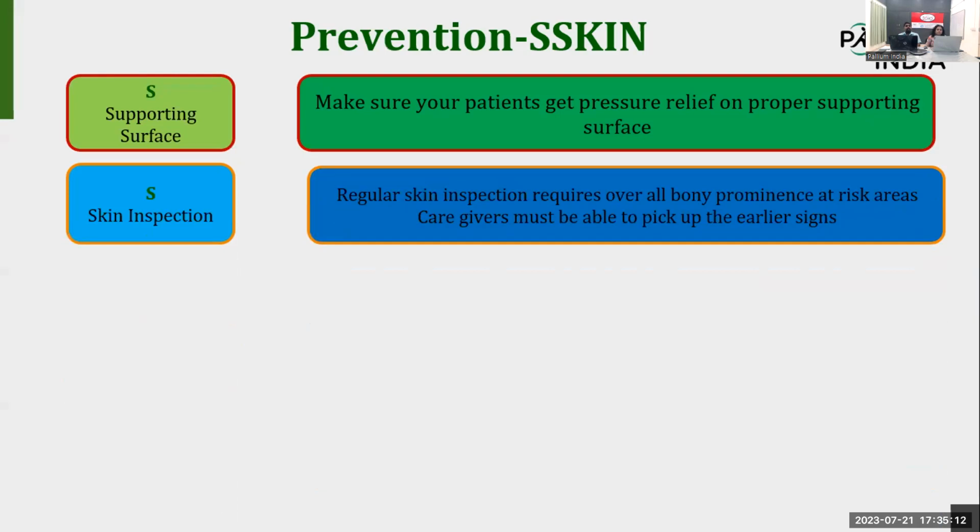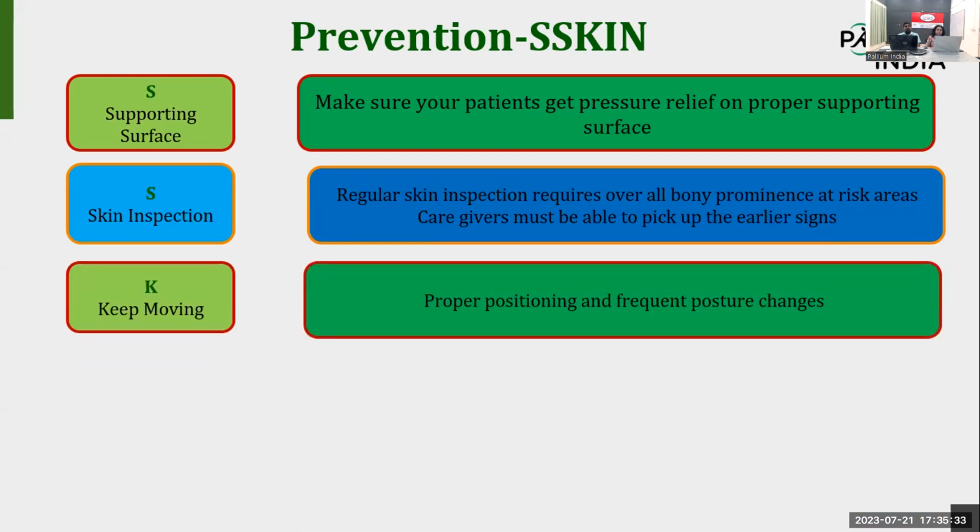Then the second one is skin inspection. Regular inspection, mainly of the pressure prone areas; we need to check whether there is any color change or not. If we treat and manage at the earlier signs itself, we can avoid progression of the pressure sore to stage 2, 3, 4 like that. Then the third one, keep moving, which means position change. Every 2 hours we need to change the position, keep moving.